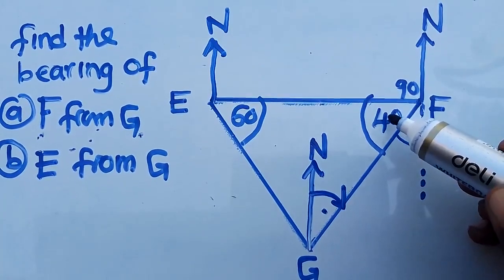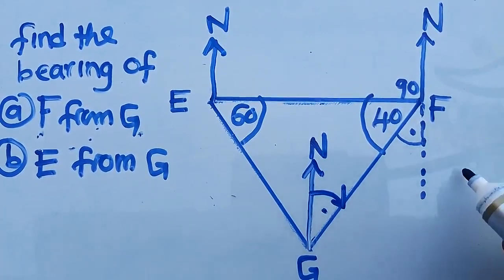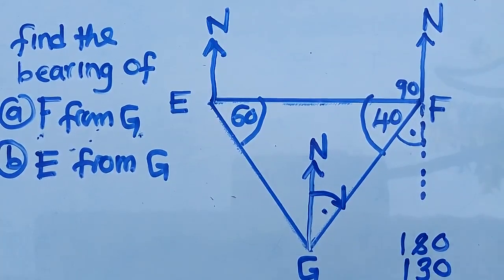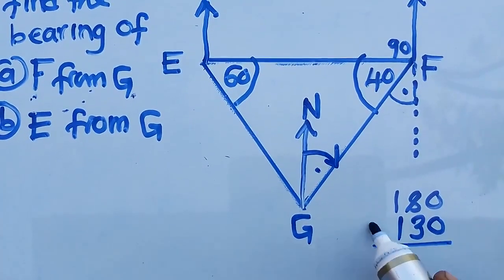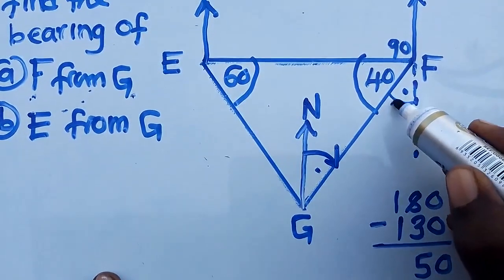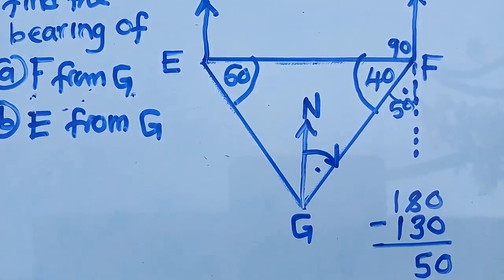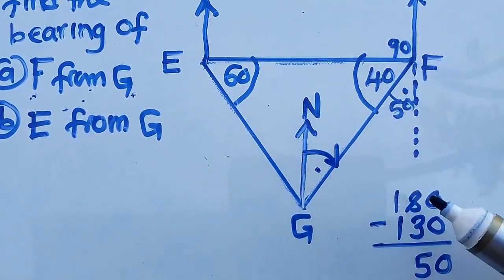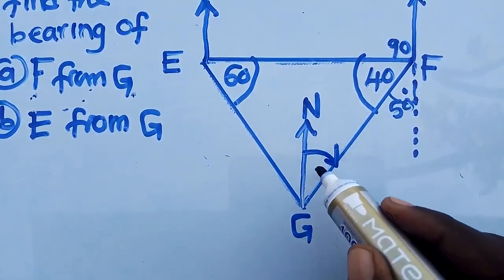So 130 now, we subtract from 180. So 180 minus 130, what answer are we going to get? When we do the mathematics here, we get 50. So this is the 50 that is here, such that if we add all these, we get 180. So if you add this plus that, you get 180. So that is the answer. This 50 that is here is the same 50 that is here.